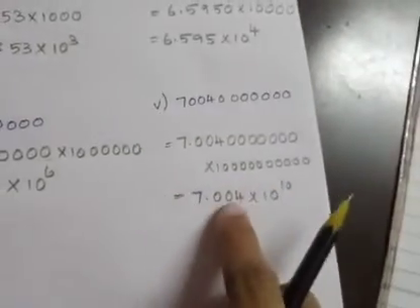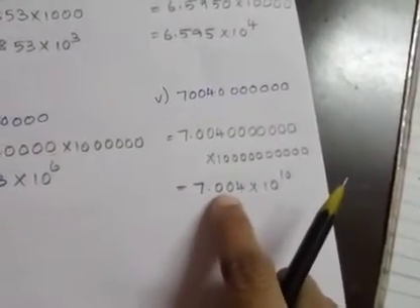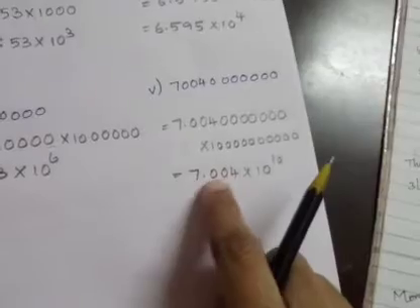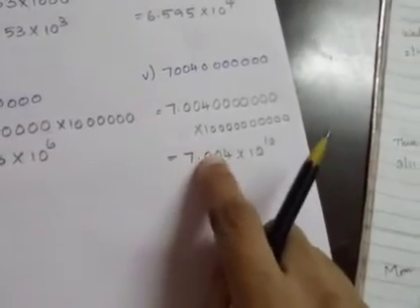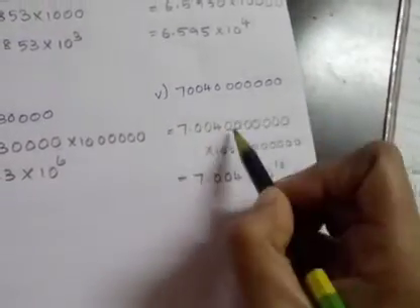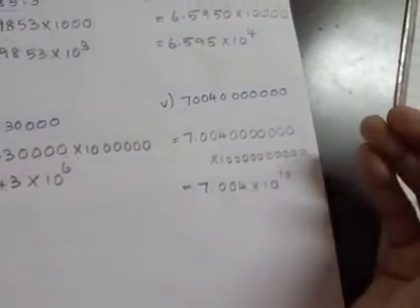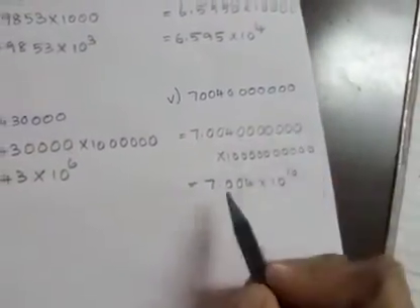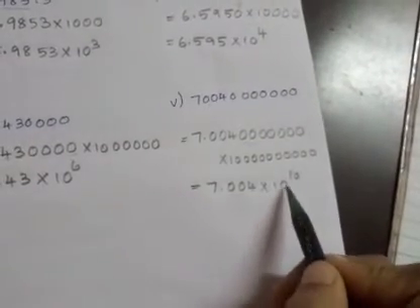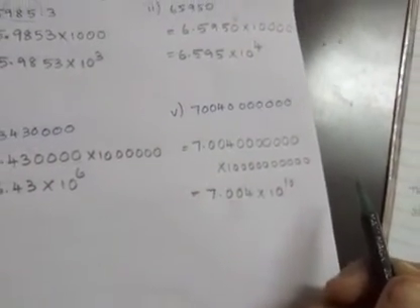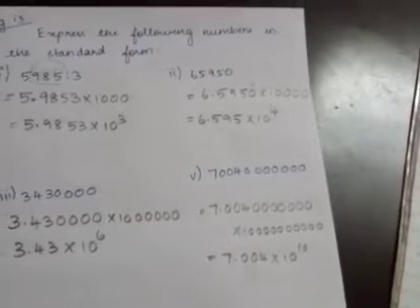See, don't subtract, you should add this 0, because this 0 is on the right side. Zeros which come in on the left side count. If the zeros come in on the right side only, you should neglect that. So 7.004 into 10 power 10 is your answer. Understood? This is example 13.